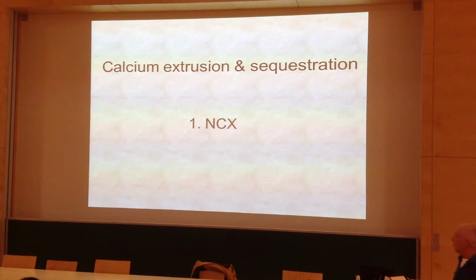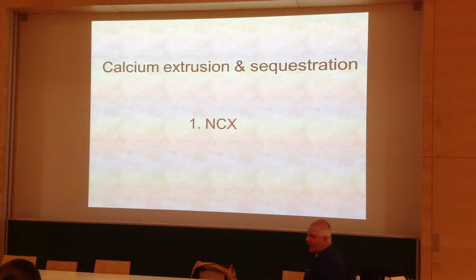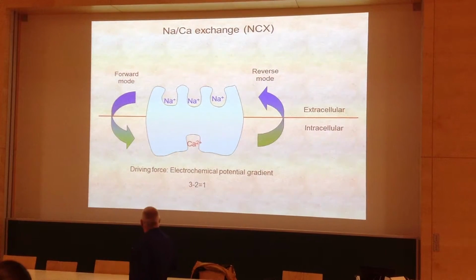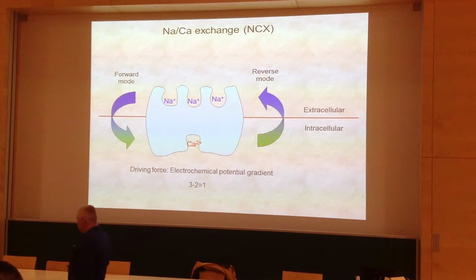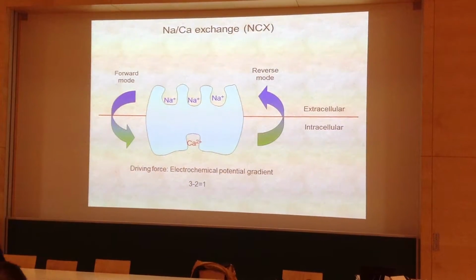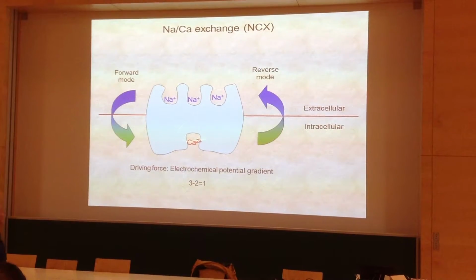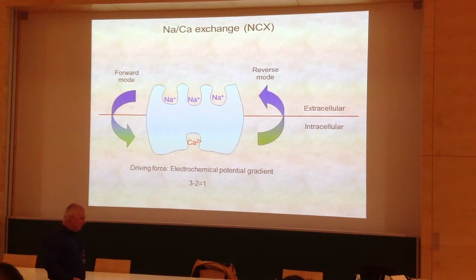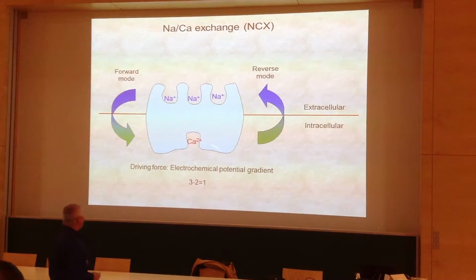And now let's see the mechanisms which are responsible for the removal of calcium from the cytoplasm. First of all, we mentioned the sodium calcium exchanger, which was already discussed. This is a transport protein situated in the cytoplasm, which maintains a secondary active transport. This is one of the best examples of secondary active transport.